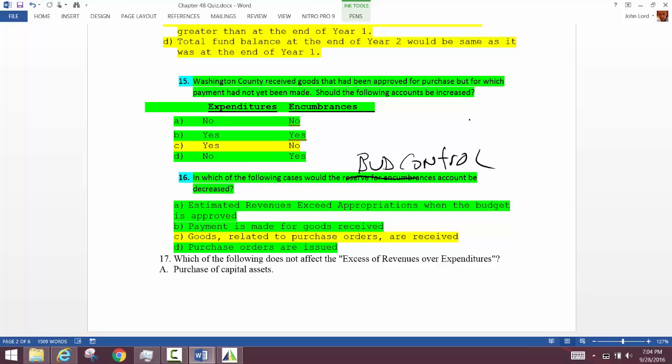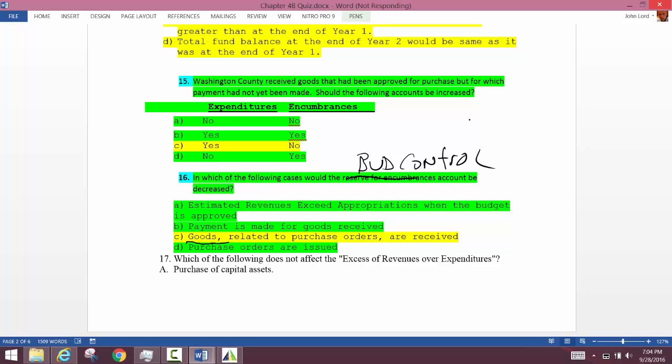So sometimes it's still in the test bank, and I don't catch it all the time. So it's what? Budgetary control. So in which of the following cases would the budgetary control account be decreased? Goods related to the purchase order are what? Received, right?